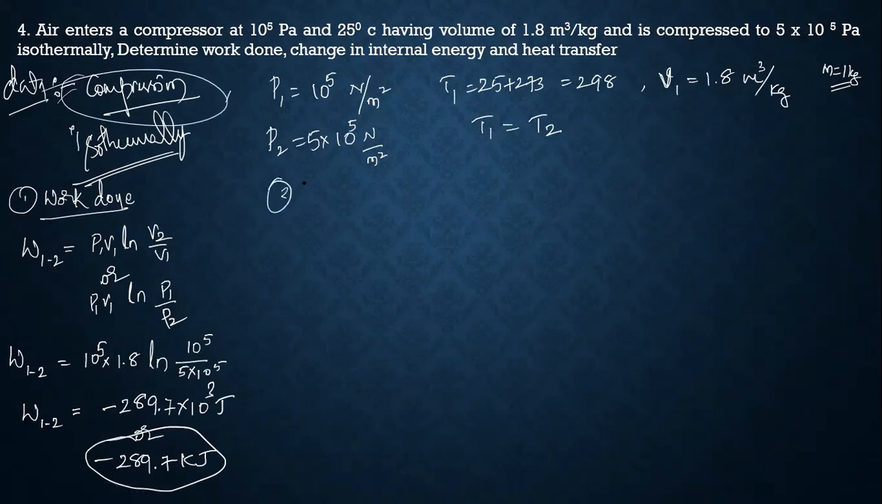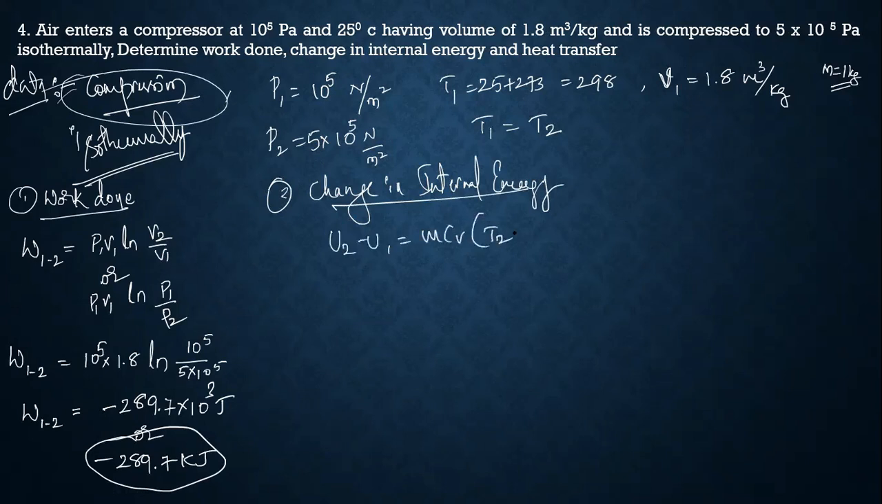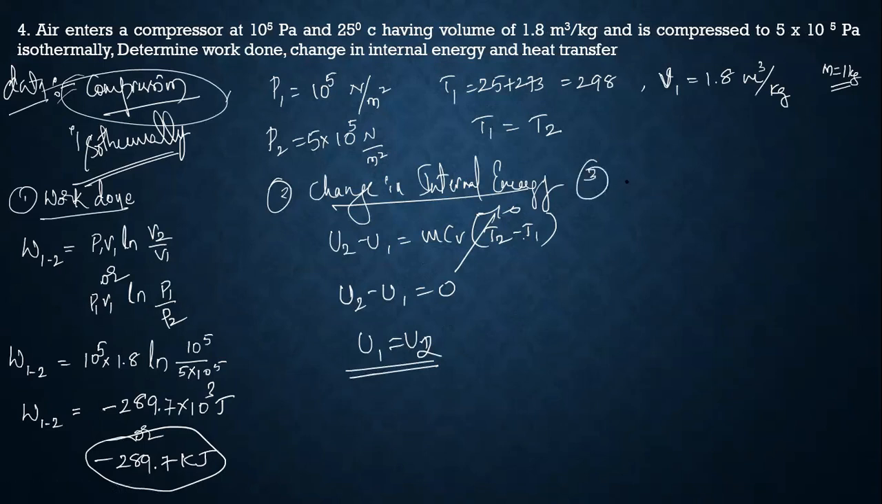The next one is change in internal energy. Change in internal energy U2 minus U1 can be written as m CV T2 minus T1. For an isothermal process, T1 is equal to T2. Change in internal energy is 0, or else internal energy remains constant. This is for an isothermal process. That we should know.